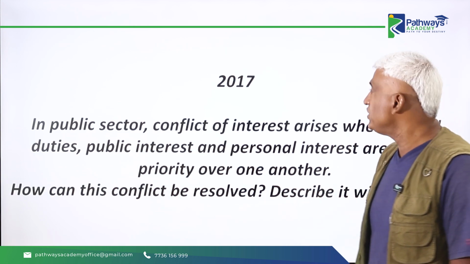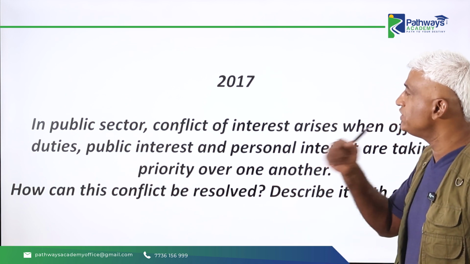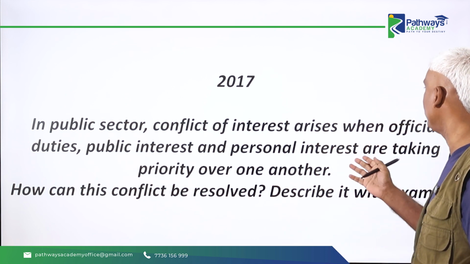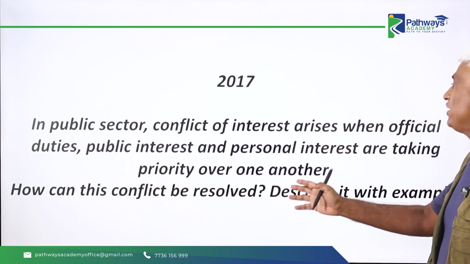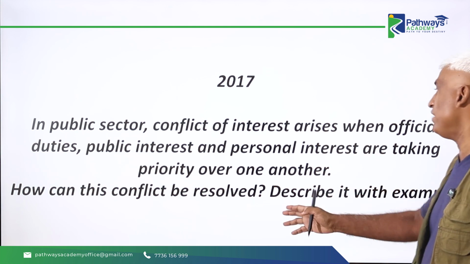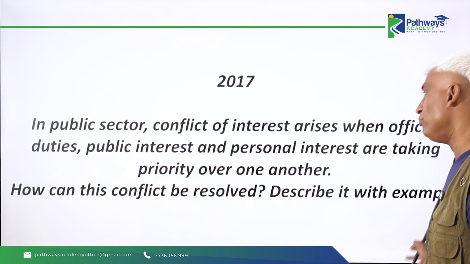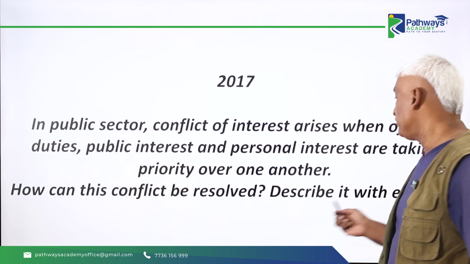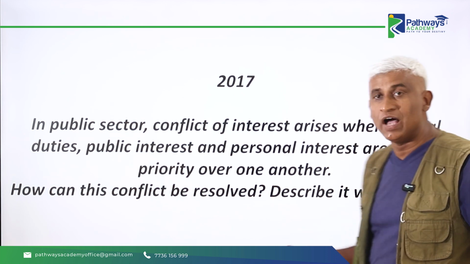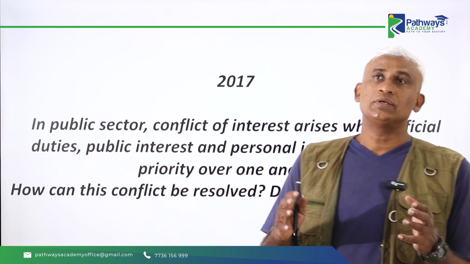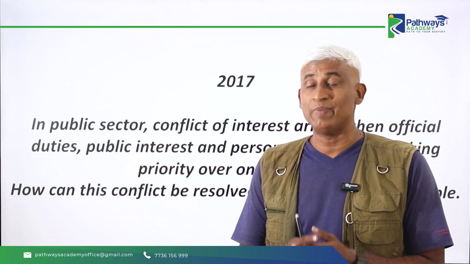Now, let's go to the questions. 2017, this was the question. In public sector, conflict of interest arises when official duties, public interest and personal interest are taking priority over one another. How can this conflict be resolved? Describe it with example. So, even if the question doesn't explicitly ask you to give an example, it's wise to provide an example. That's my suggestion.